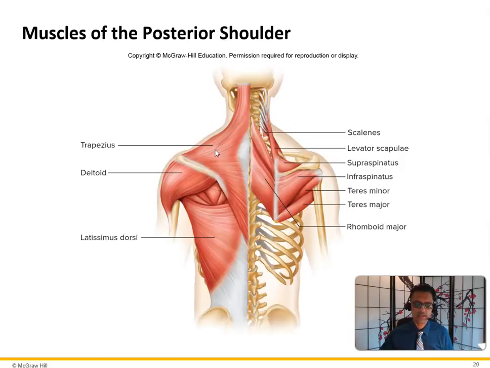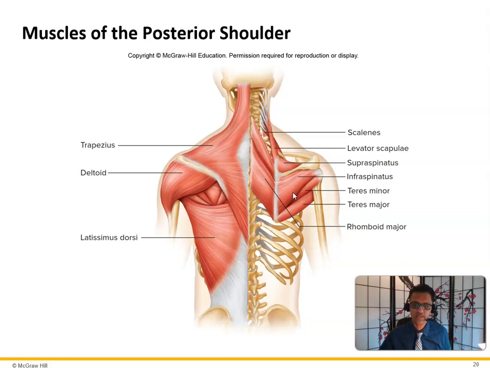So here's the trapezius, here's the deltoid, here's the latissimus. There's the rhomboid major, rhomboid minor. You've got the scalenes here. Here's the levator. A lot of times people will rub the levator. They're like, I've got a knot here. So Mr. Levator is responsible for a lot of that discomfort.